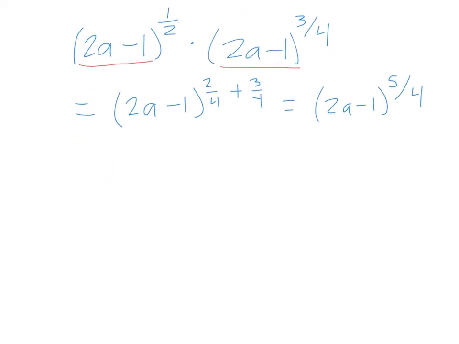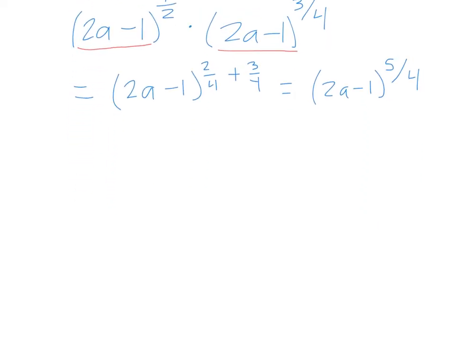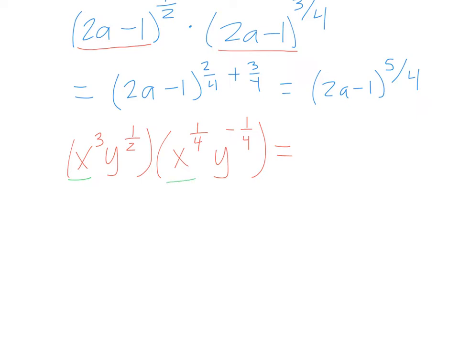All right, another example. We've got x cubed y to the 1/2 times x to the 1/4 times y to the negative 1/4. We want to simplify. Okay, so we've got just multiplication here. So we can think about multiplying these, x cubed times x to the 1/4. So that's the same base x. That means we're going to add those exponents.